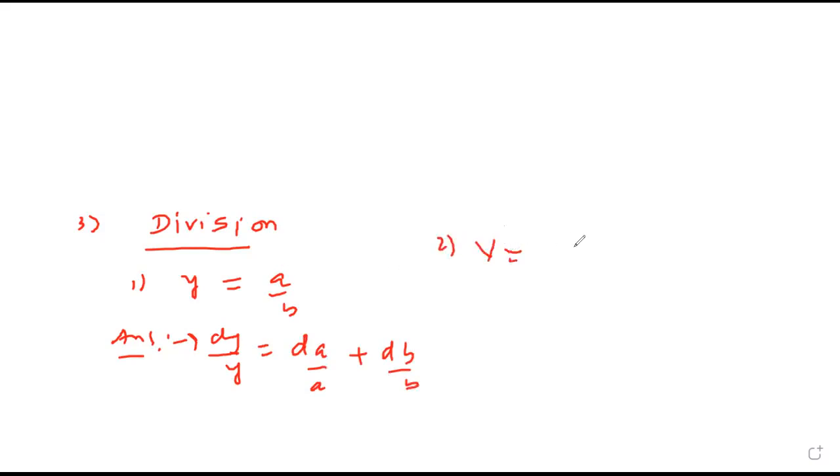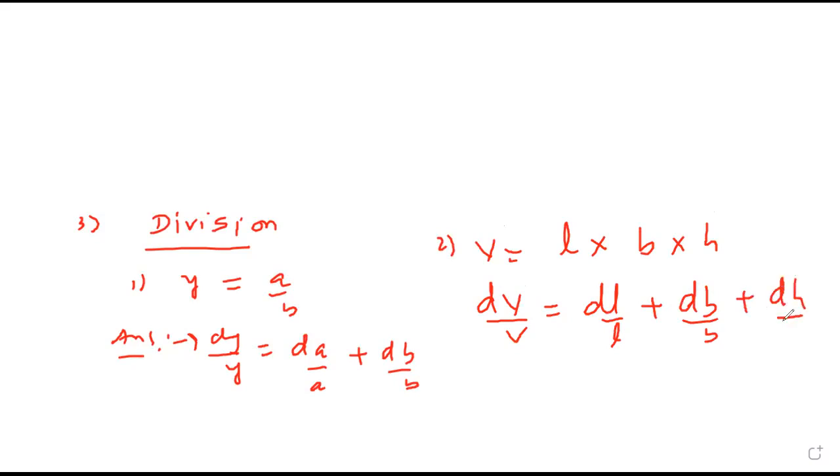Second. Suppose V is length into breadth into height. Now what will you do? Same. Relative error in V is relative error in L, plus relative error in B, plus relative error in H. Whether it is division or multiplication, the rule is that relative error is always added. Errors are always added. This is the rule to find propagation.